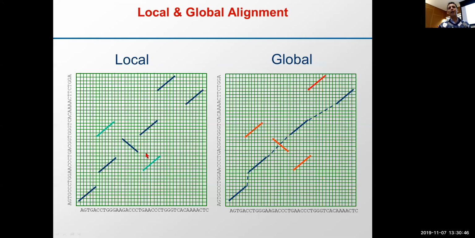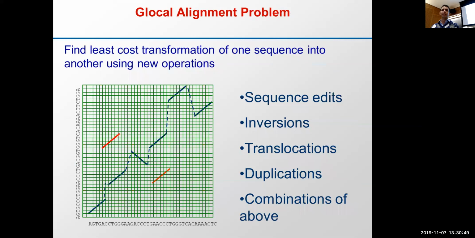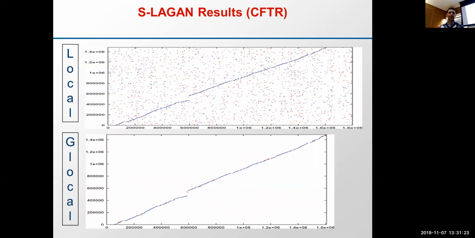So basically, combining global and local, you get glocal alignment, which is a portmanteau. But the goal is to find the least cost transformation of one sequence into another sequence using an additional set of operations, where instead of just having sequencing edits and inversions, you also have translocations, duplications, and combinations of the above. Everybody with me? So now you can extend your algorithm to have some kind of outer loop that does all of these things, and then is able to sort of chain together these regions. Sounds good?